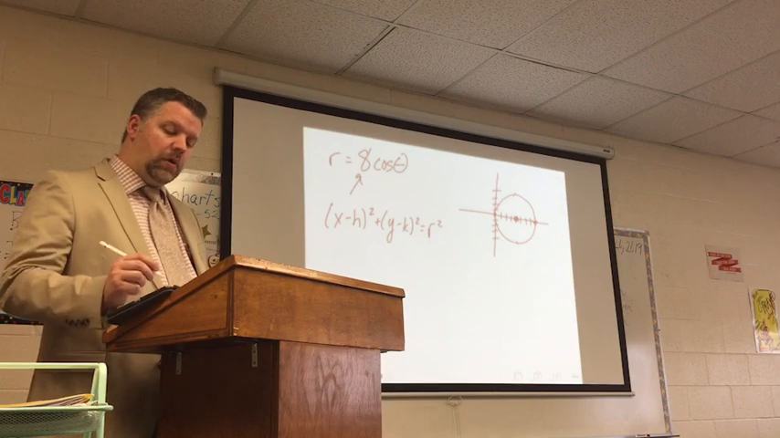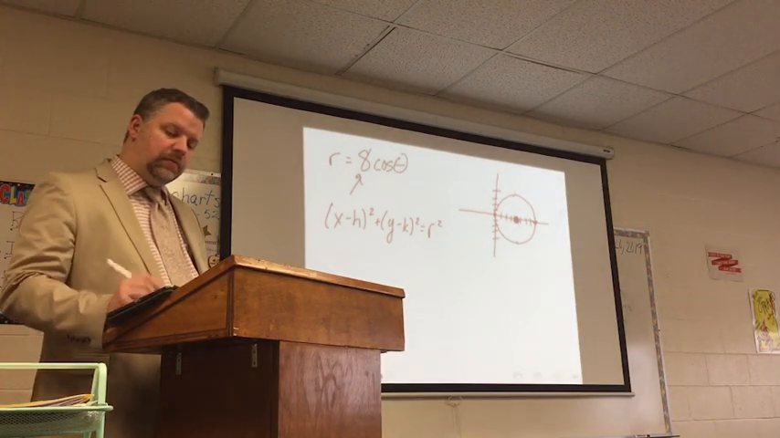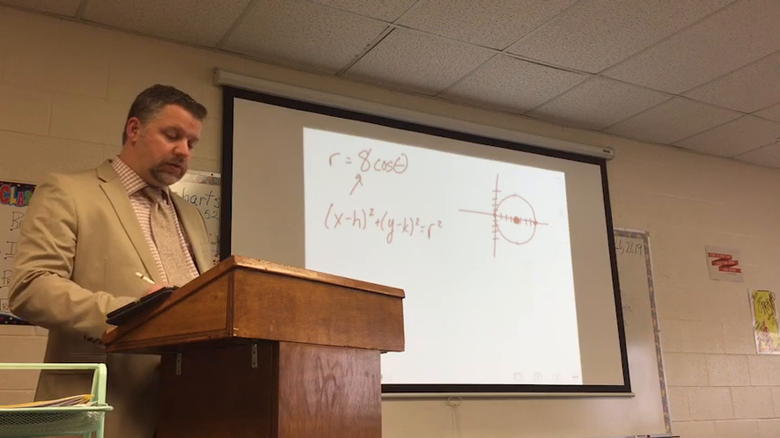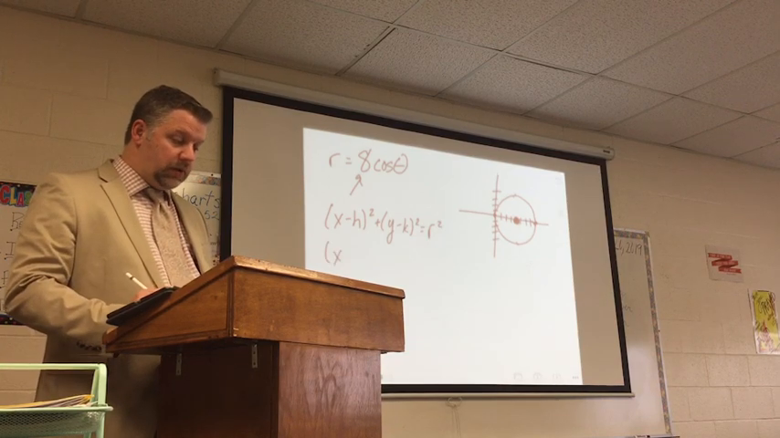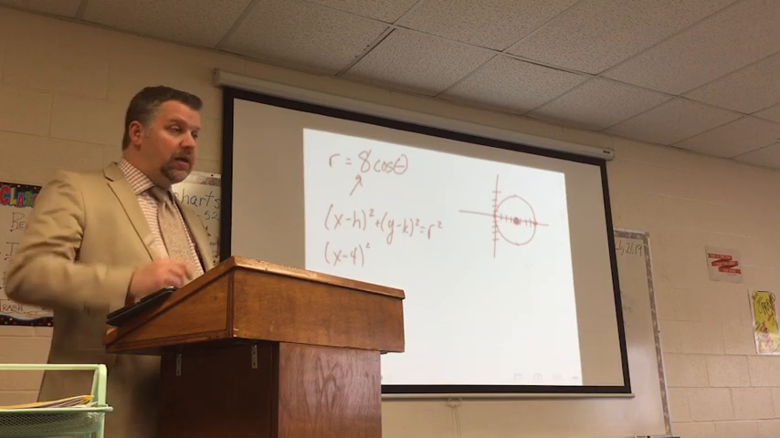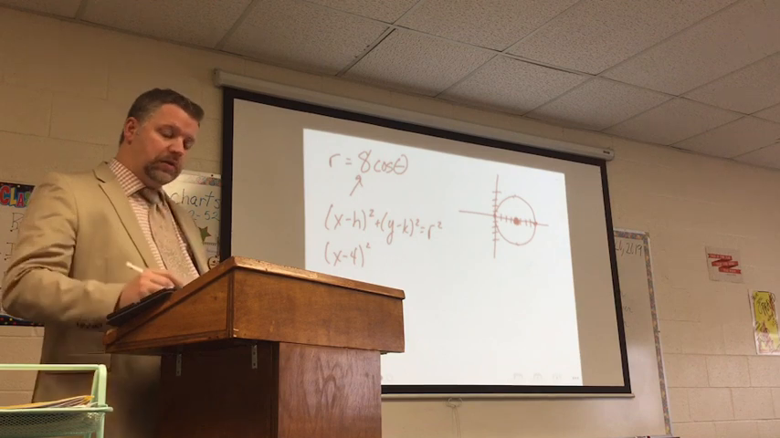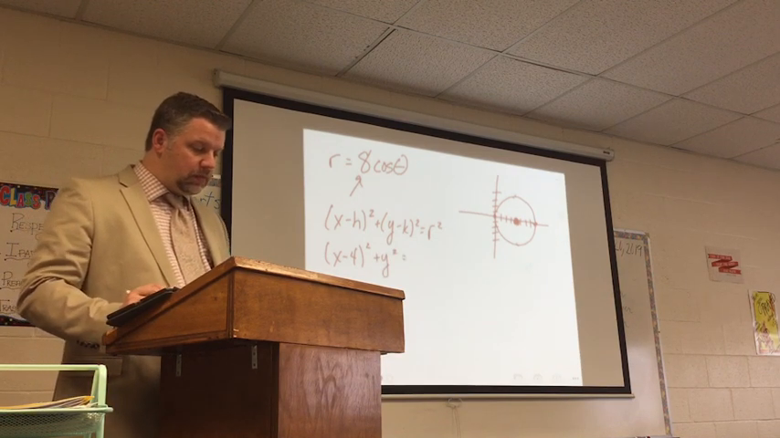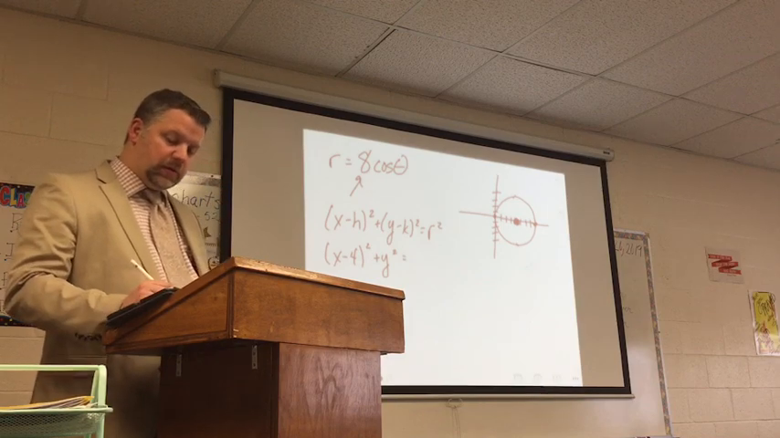So what would the center coordinate be for this? It shifts over on the x-axis, right? So it'd be x plus 4? Minus 4, opposite. Minus 4 the quantity squared. It doesn't go up or down, right? So it's just plus y squared. And then what was the radius again? 4, so r squared is 16.